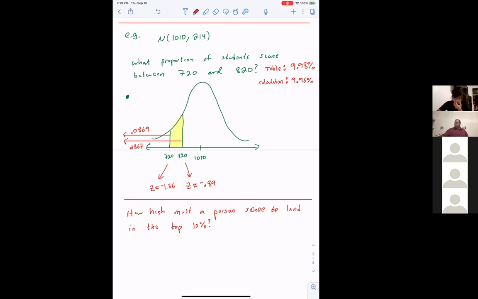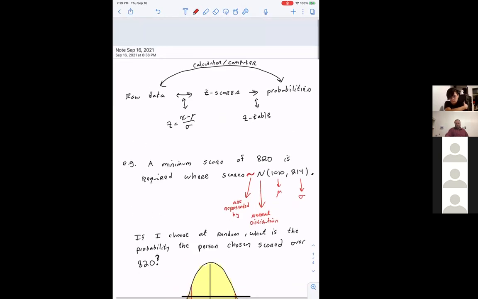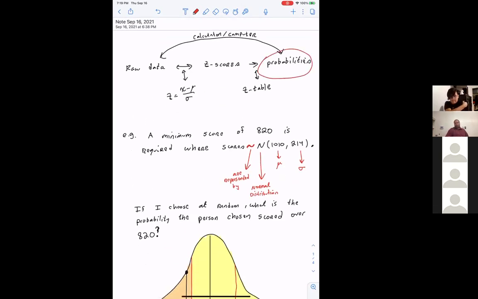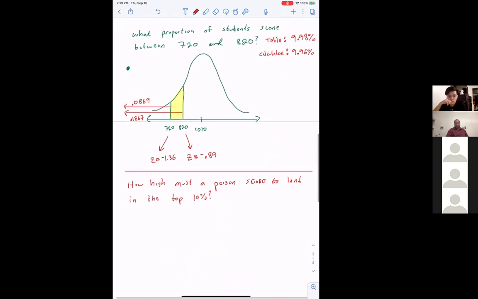So how does this type of problem compare to the problems that we've done up until now? We're not actually given the Z-score. We're given the probabilities. We know that it's 10% to the right, 90% to the left. And we're certainly not given the raw data. In fact, that's the question: what data corresponds to that 10% cutoff mark?